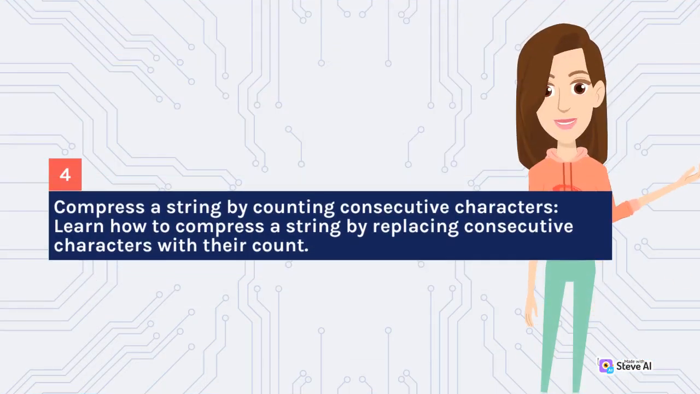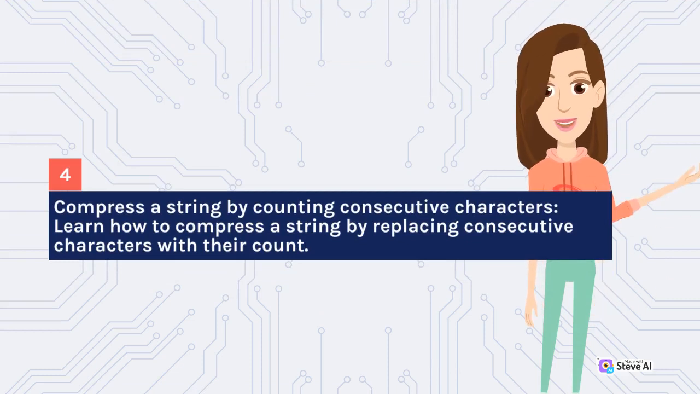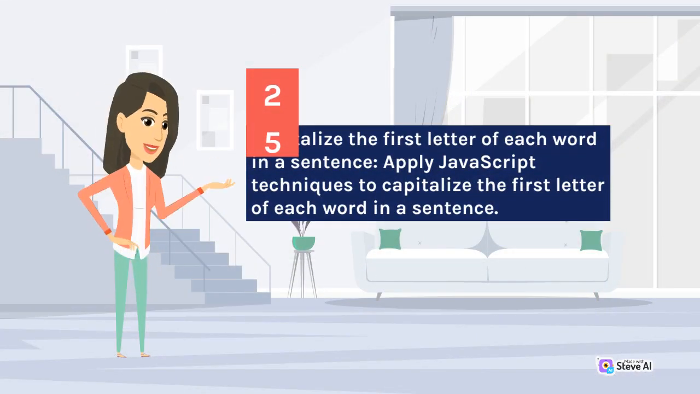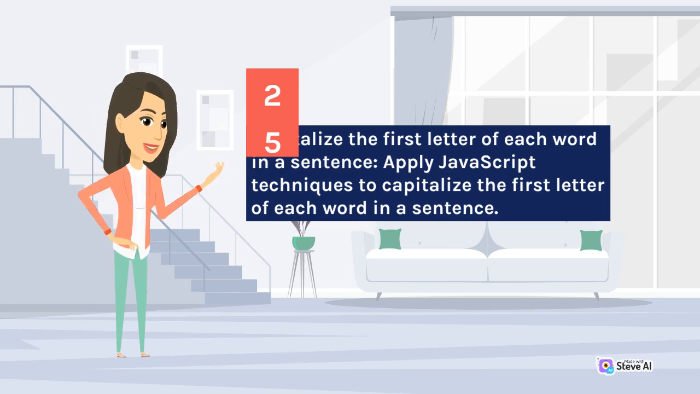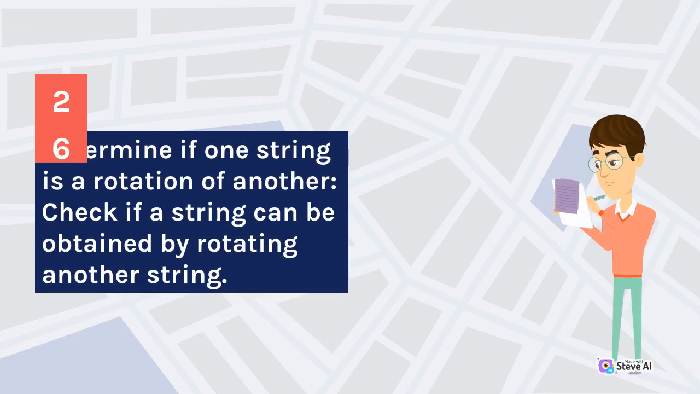Compress a string by counting consecutive characters. Learn how to compress a string by replacing consecutive characters with their count. Capitalize the first letter of each word in a sentence. Apply JavaScript techniques to capitalize the first letter of each word in a sentence. Determine if one string is a rotation of another. Check if a string can be obtained by rotating another string.